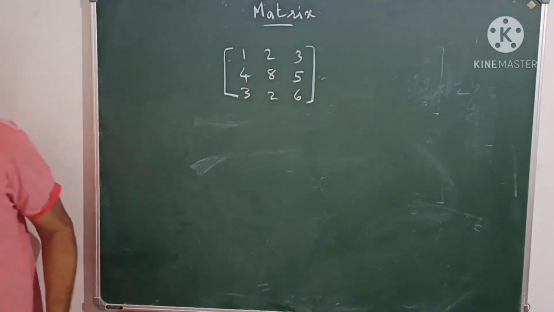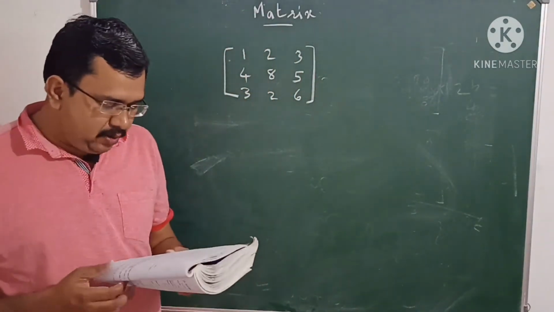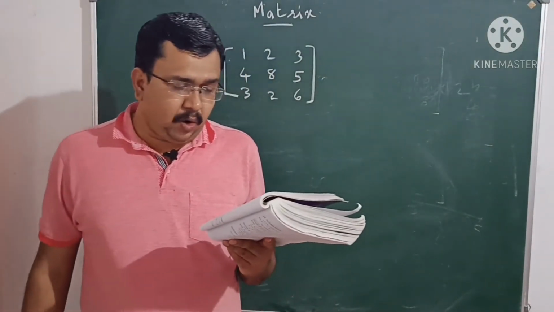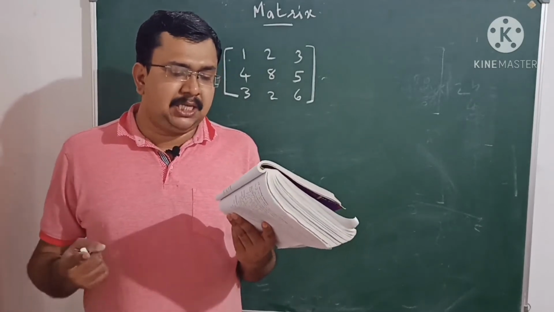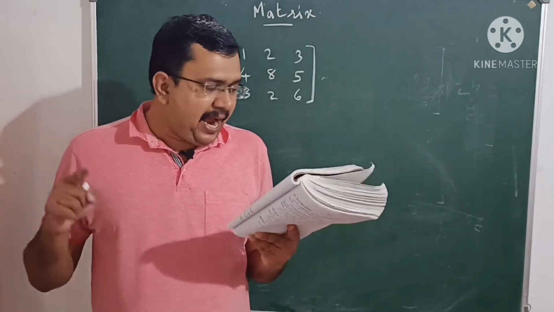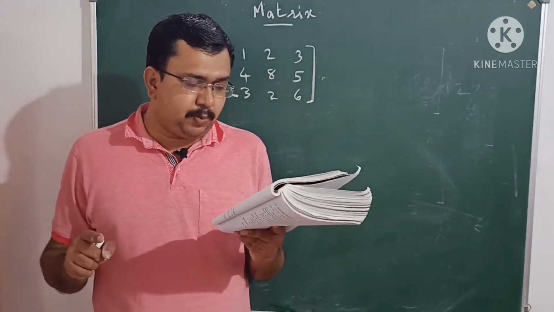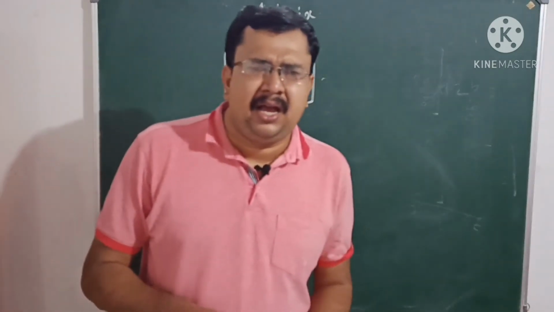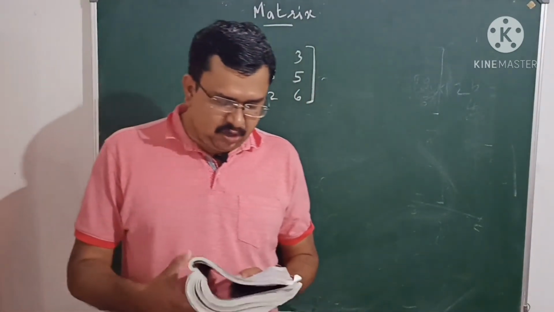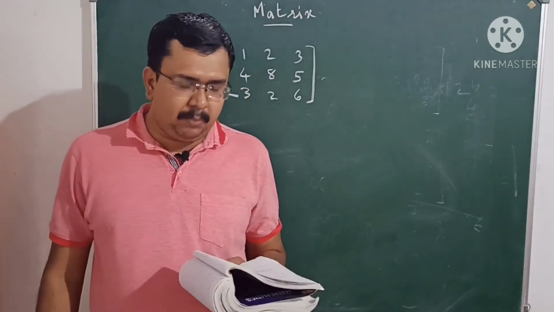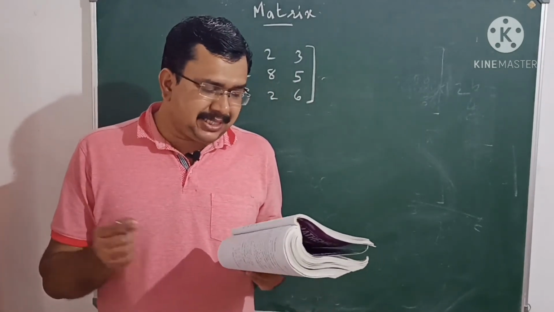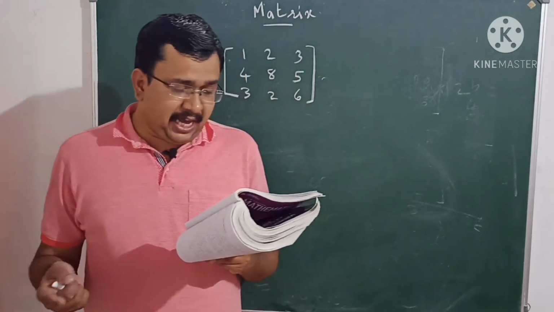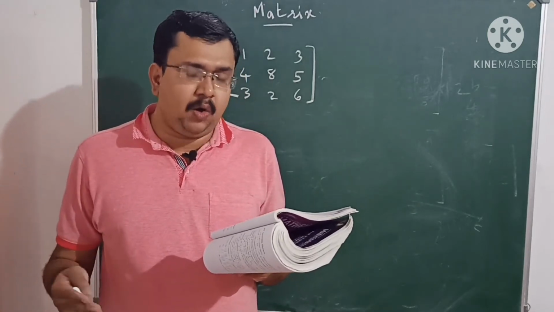What is our third operation? Very simple. Our third operation is the multiplication of the elements in a row or column by a non-zero scalar and addition of the result to the corresponding elements of another row or column. I repeat, the multiplication of the elements in a row or column by a non-zero scalar and addition of the result to the corresponding elements of another row or column.